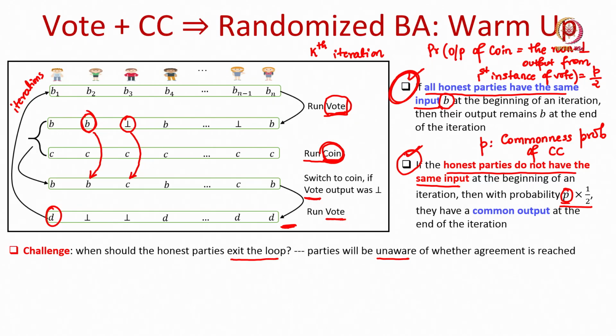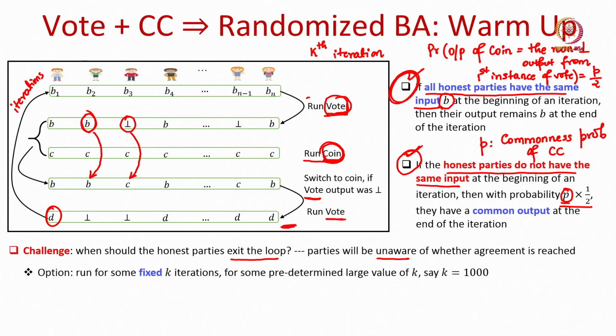And if I simply leave the protocol and do not participate in the subsequent invocations, subsequent iterations, then the other honest parties who might have obtained bot and who go to the next iteration might be waiting forever for the vote protocol or the coin protocol to get over, because my participation is critical for the subsequent invocations of the vote and the coin.